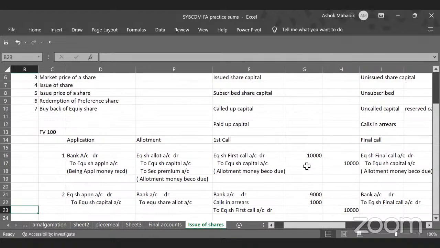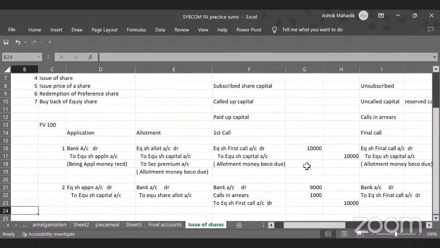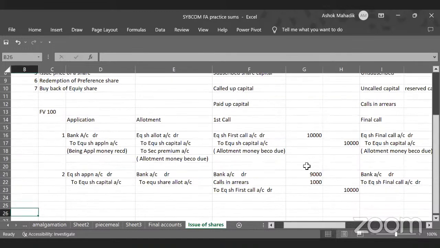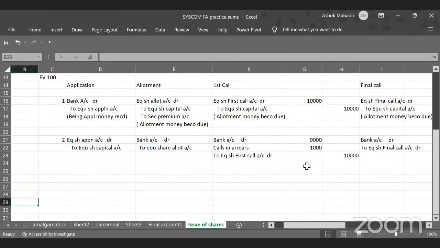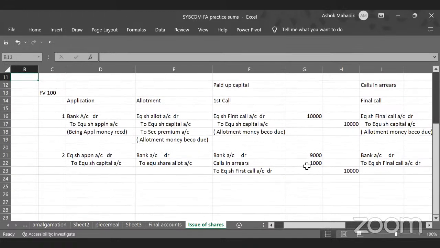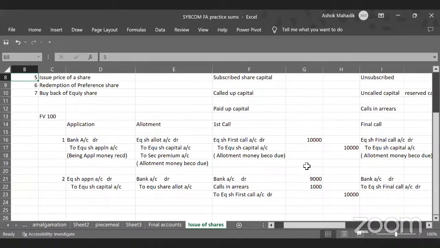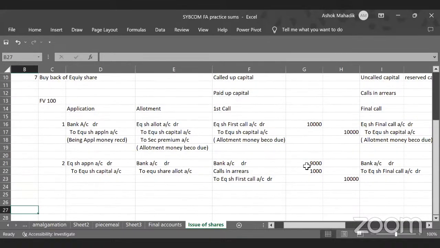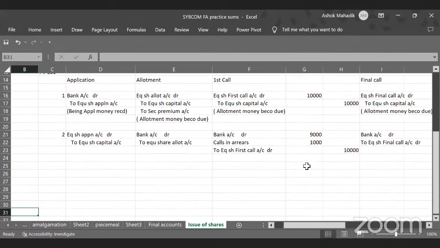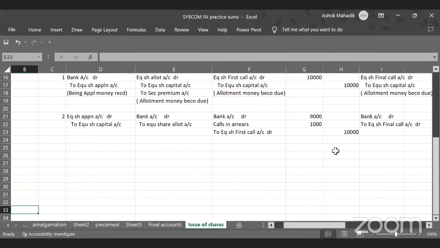One more part is there. I'll show you that also so that this issue of share part will be over. I hope you have understood what I have taught you. You can repeat the lecture and watch it again to understand it better. You can try these sums. Now, I'll teach you 4 features of shares.